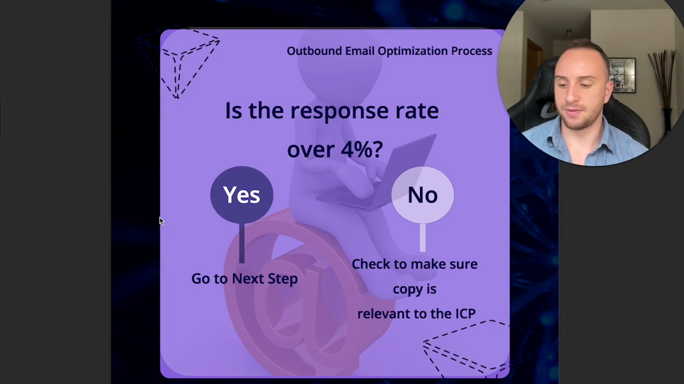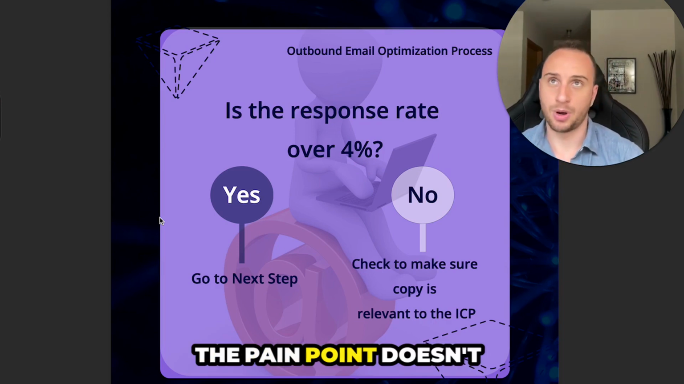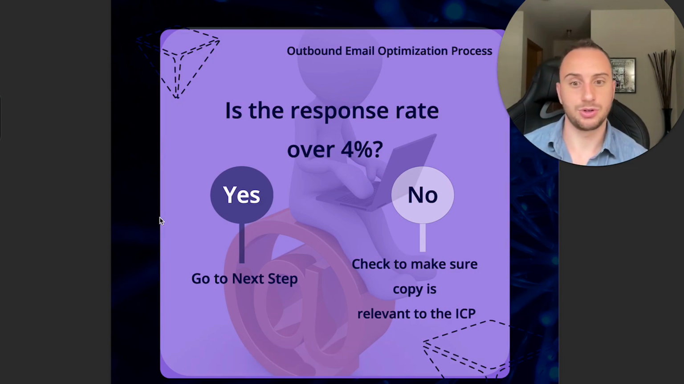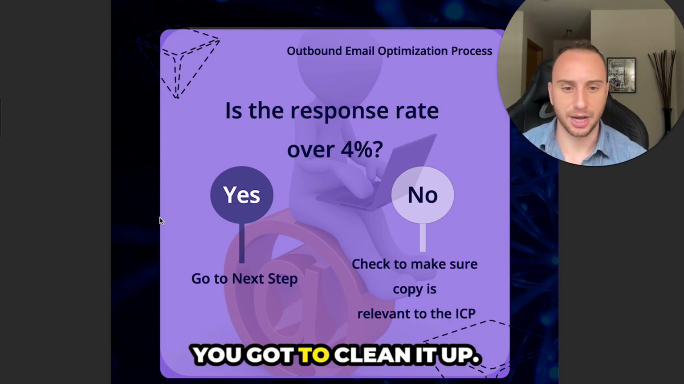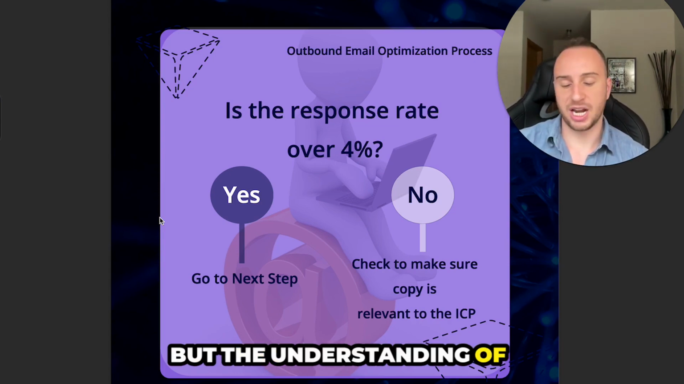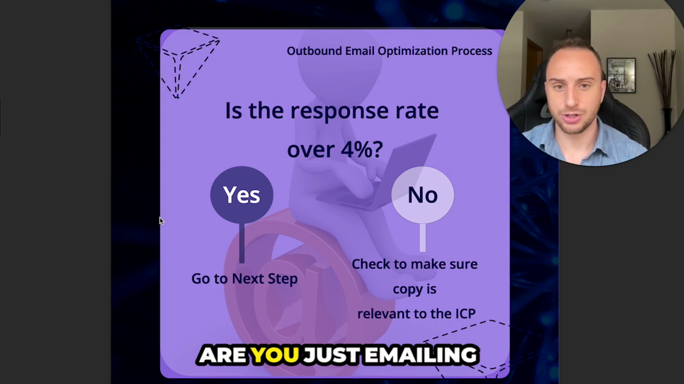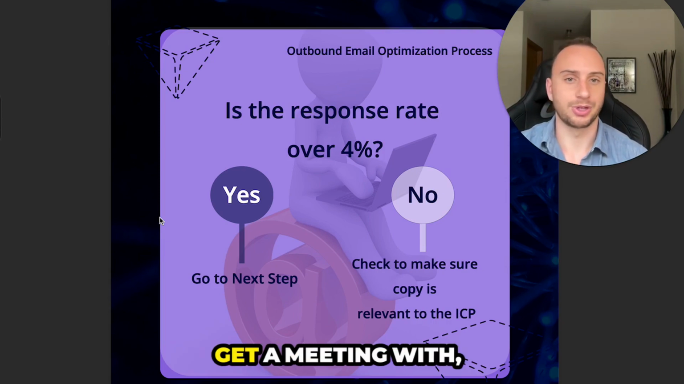It doesn't touch on the ICP's pain point. The pain point doesn't mix in with your solution, your offer. It's messy, and you've got to clean it up. And you might actually have a deeper issue, which is not just the copy, but the understanding of the ICP that you're going after. Do you even know who the ICP is? Or are you just emailing anyone you think you could get a meeting with?